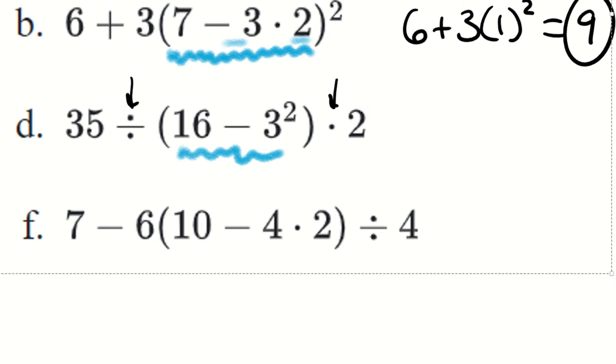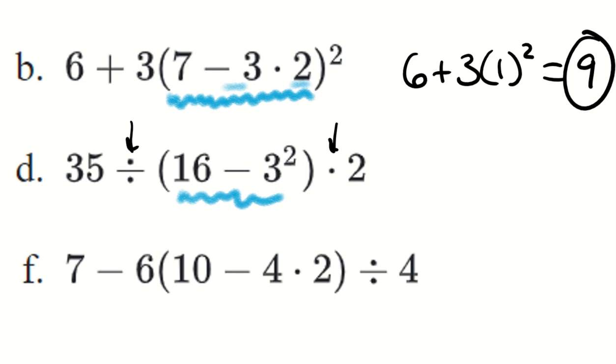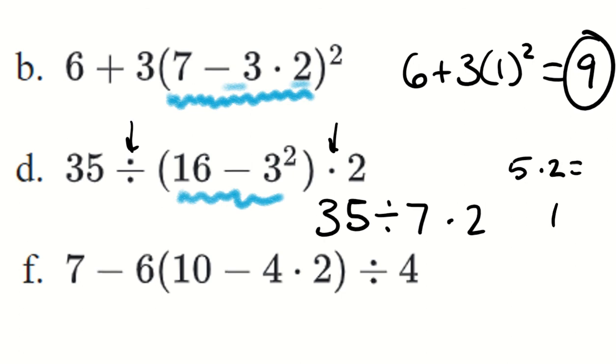So this problem becomes 35 divided by 7 times 2. Let's see, 35 divided by 7. Pretty sure that's the number 5, right? 5 times 7 is 35. 35 divided by 7 is 5, times 2. Looks like we've got 10 for part D.